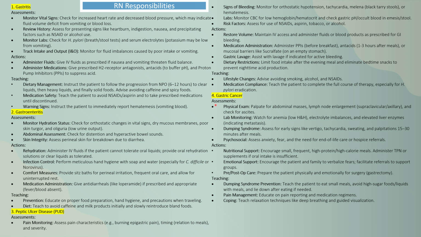supraclavicular, axillary, and check for ascites. Lab monitoring: watch for anemia, low hemoglobin, electrolyte imbalance, and elevated liver enzymes indicating metastasis.